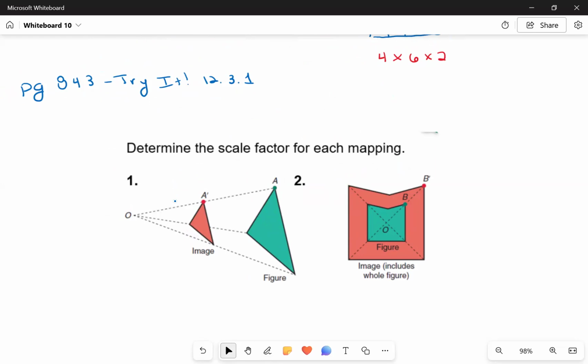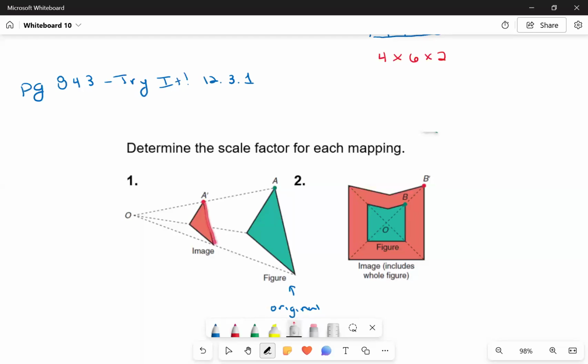Notice they're using that indicator about which is the original versus the new one. In the first problem, one of them is A and the other is A prime. A prime is supposed to be created based off of A. So the green figure here is the original one. They definitely shrunk it. The question is, how much does it look shrunk by?